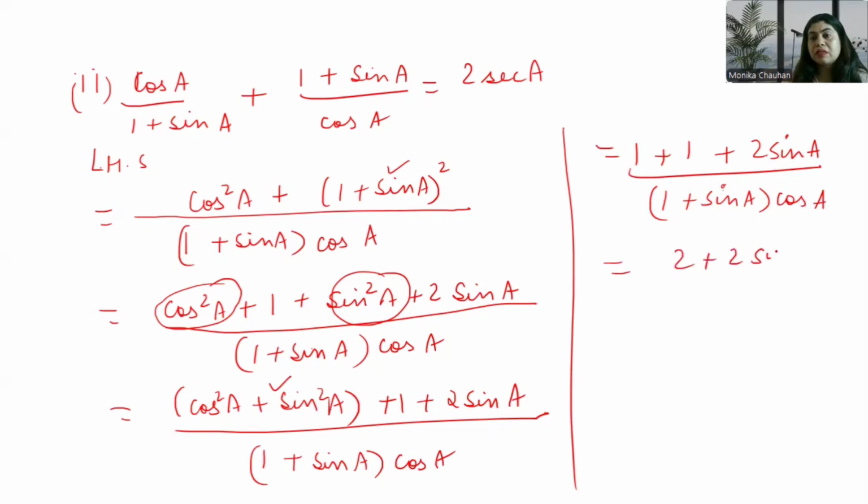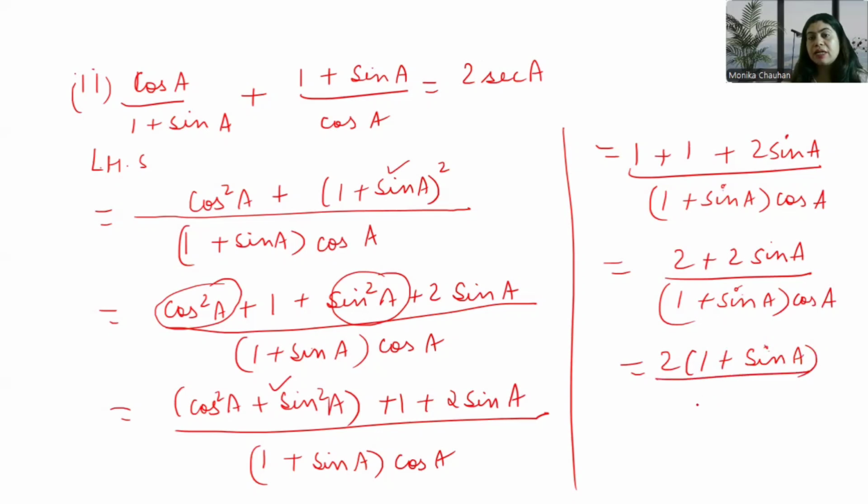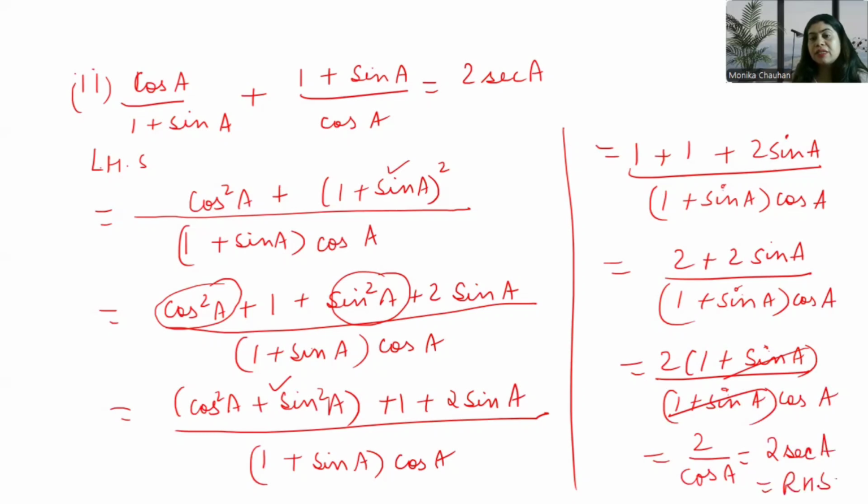2 plus 2 sine A. Now, in the numerator, you can take 2 as common. So what happened? You got 1 plus sine A in the numerator, and down you have 1 plus sine A cos A. So you are left with 2 upon cos A. Now, how do you write this reciprocal? 1 upon cos A is sec A, so 2 sec A. Isn't it? It is your right-hand side, and hence it's verified. I hope you've understood.